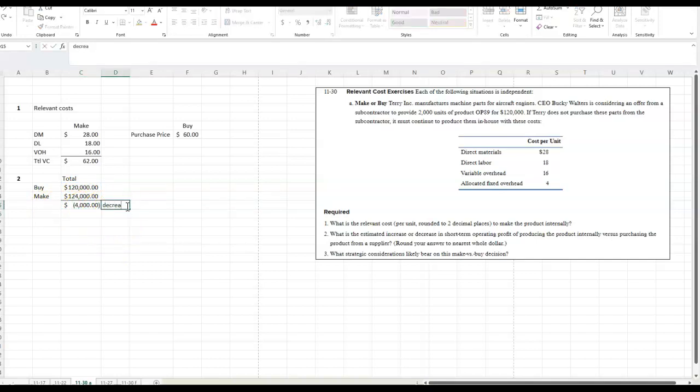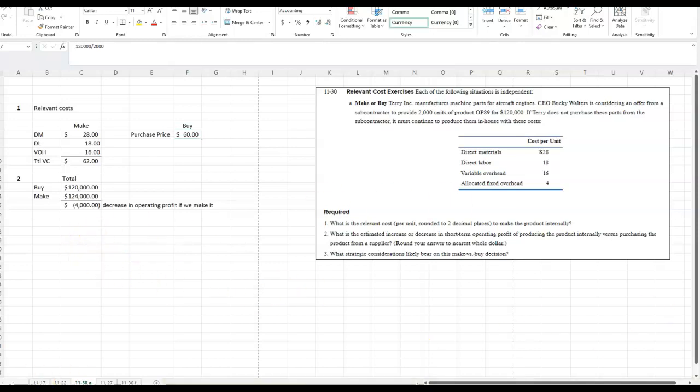So this is a decrease in operating profit if we make it. 62 versus 60. We could have also taken the difference between those two of $2 and multiplied it by 2,000 units. What questions would we ask here? We would ask, are there any of these fixed costs that can be avoided if we subcontract this out? In other words, are all of our fixed costs unavoidable?